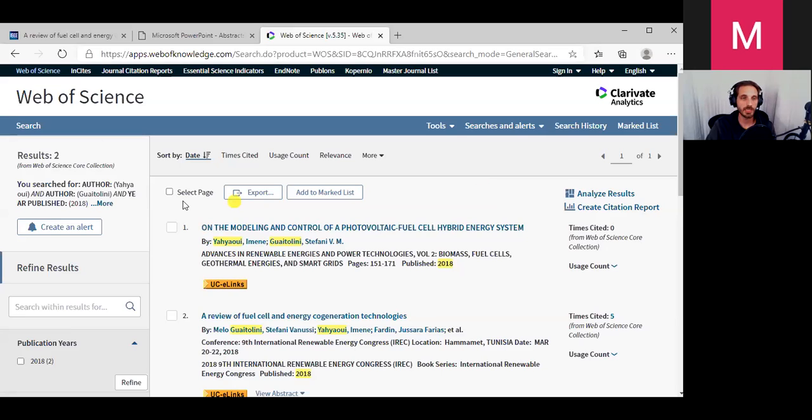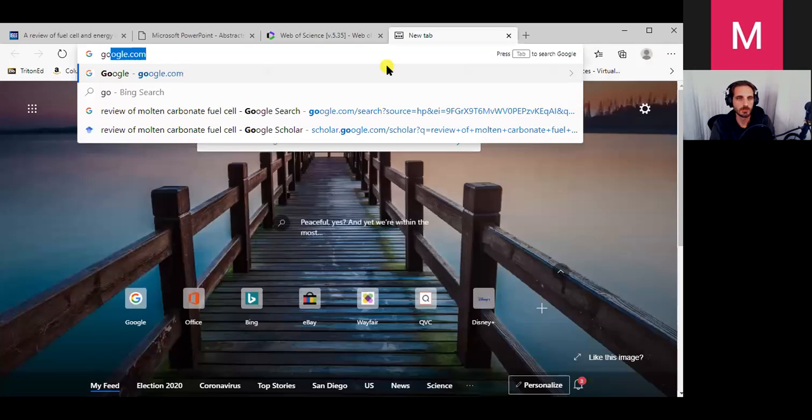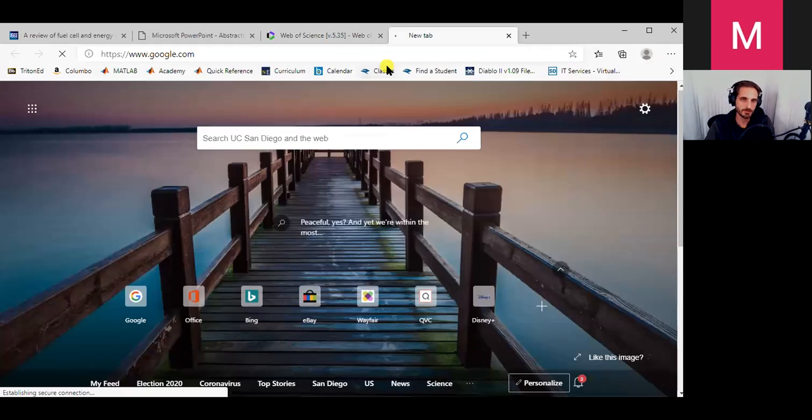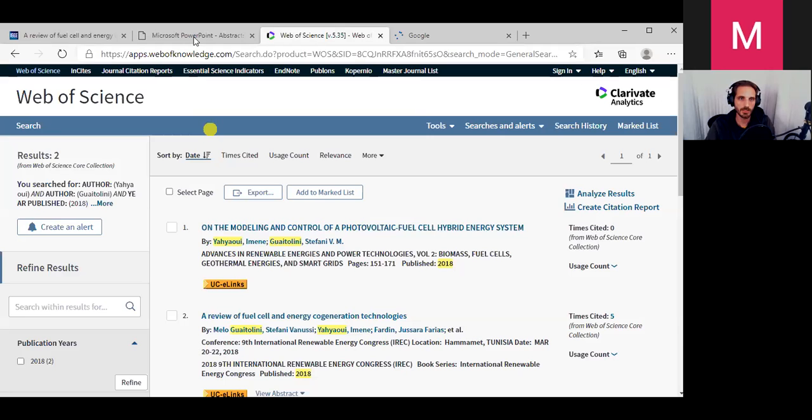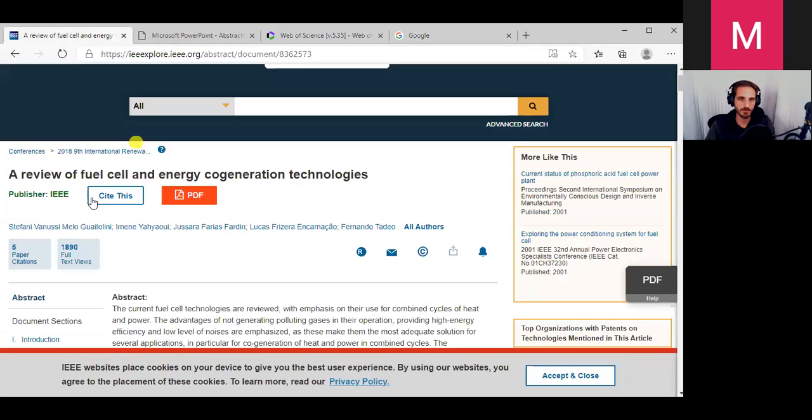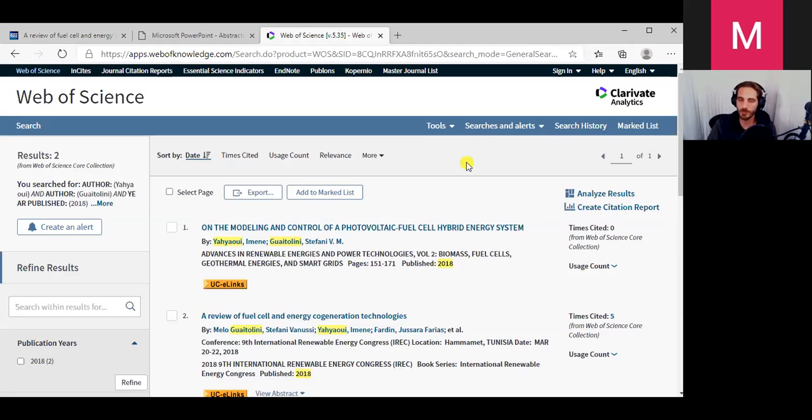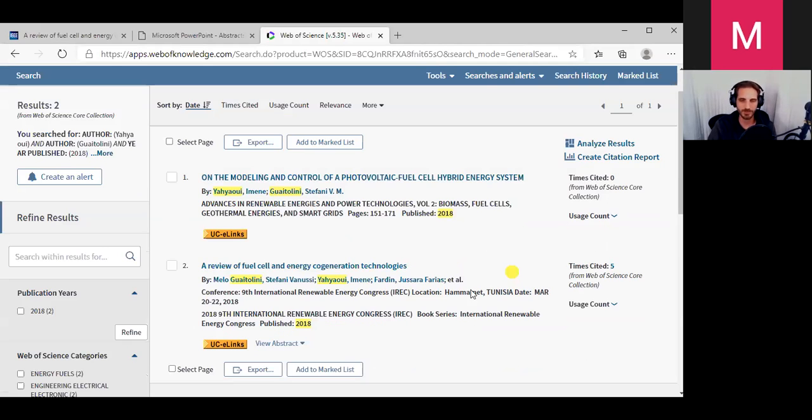Perfect. So we came up with 2 results, which is great, right? If I were to Google the same thing, let's just find out on Google. Go to google.com and get the same, whatever. Anyway, take my word for it. If you Googled that, you'd probably get way more than 2 results. I don't need to show you how many results you get on Google. You know what I'm talking about.